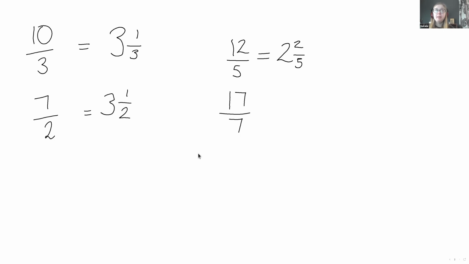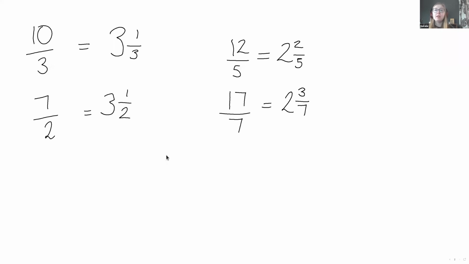So I'm going to ask, how many times does 7 go into 17? 7, 14. So that's 2. I'm going to have 3 left over. So 3 sevenths. Did you get it? If you did, amazing. Well done. Excellent stuff.